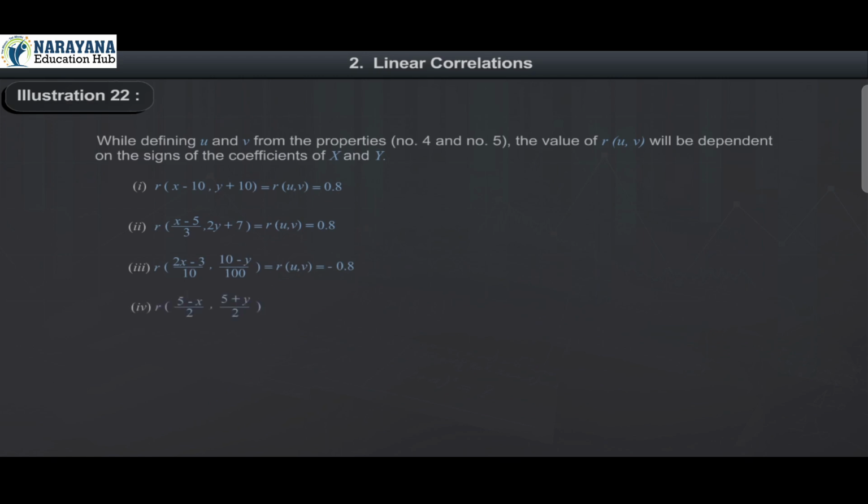Number 4. r of (5 minus x) divided by 2, (5 plus y) divided by 2 is equal to r uv is equal to minus 0.8. Number 5.